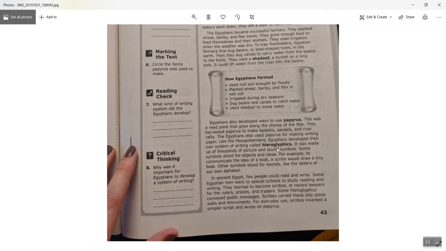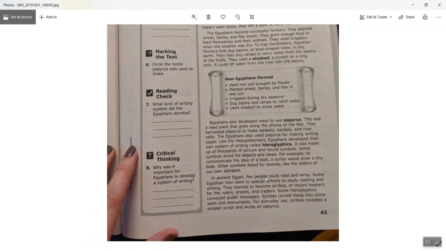In ancient Egypt, few people could read and write. Some Egyptian men went to special schools to study reading and writing. They learned to become scribes or record keepers for the rulers, priests, and traders. Some hieroglyphics conveyed public messages. Scribes carved these into stone walls and monuments like Hammurabi's Code. For everyday use, scribes invented a similar script and wrote on papyrus.